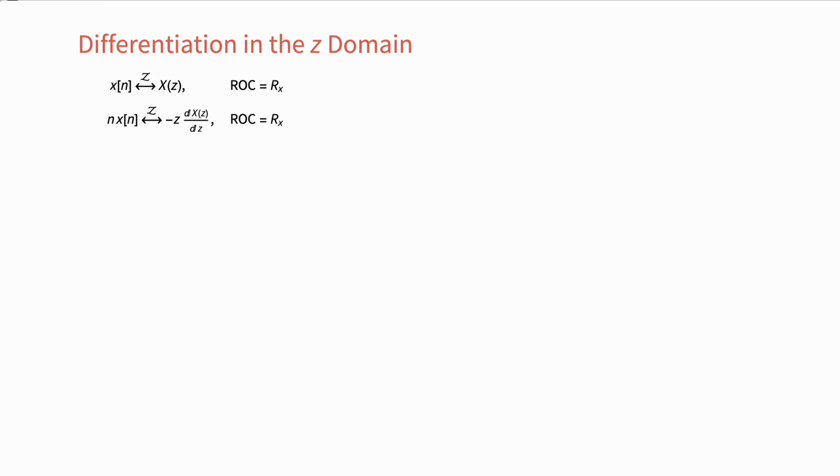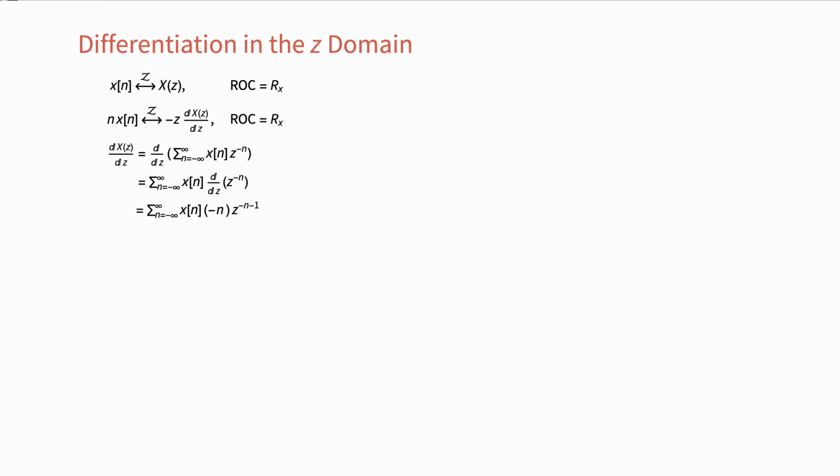The differentiation in the z-domain theorem states that given a pair of sequence and its z transform with ROC denoted by Rx, then the z transform of the sequence n times x of n is minus z times the derivative of X of z with respect to z, with ROC equal to Rx.